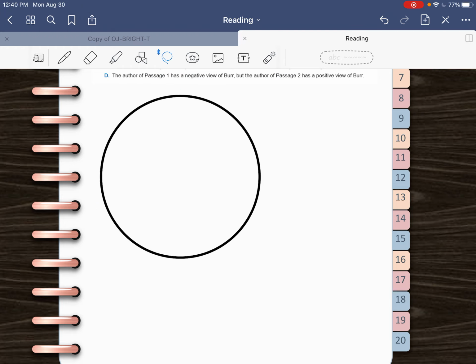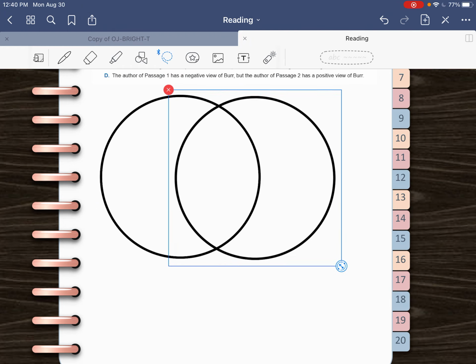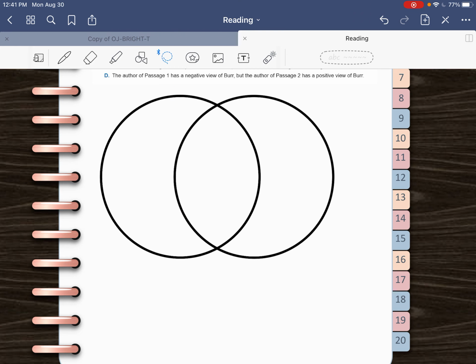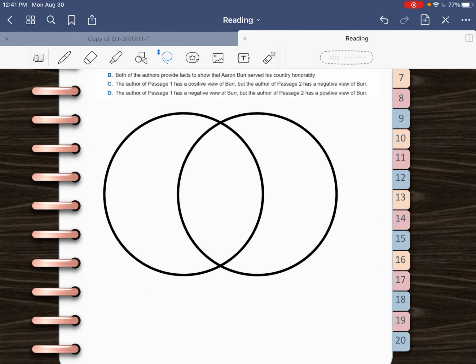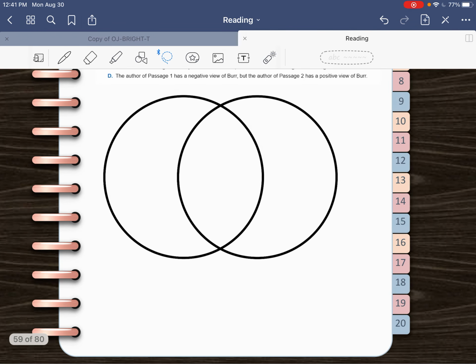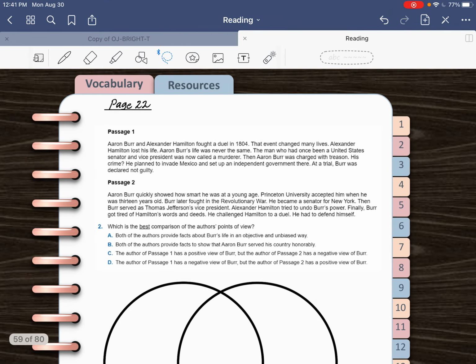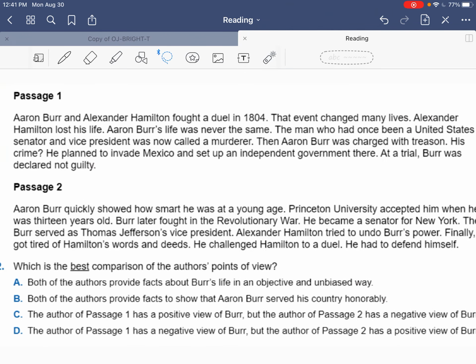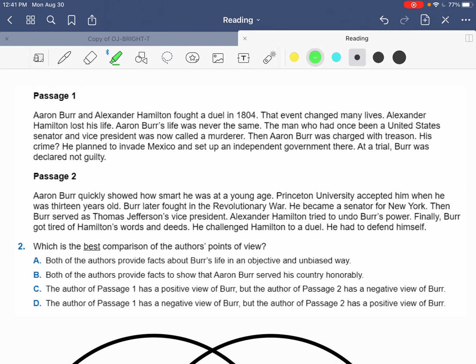If you're planning to go on to college, you will probably see lots of Venn diagrams. They are very common for organizing not only what you read, but what you write. If you have to write something that compares and contrasts two things, this is a good way to do that. Okay, let's read the two passages and we will take a look.